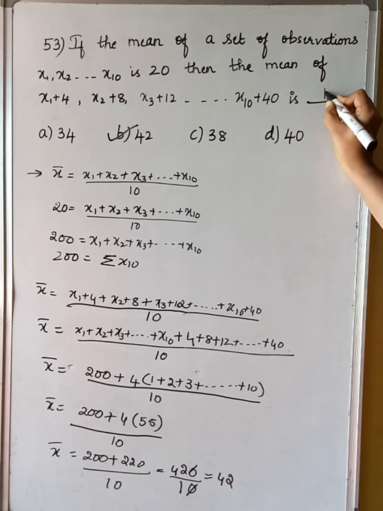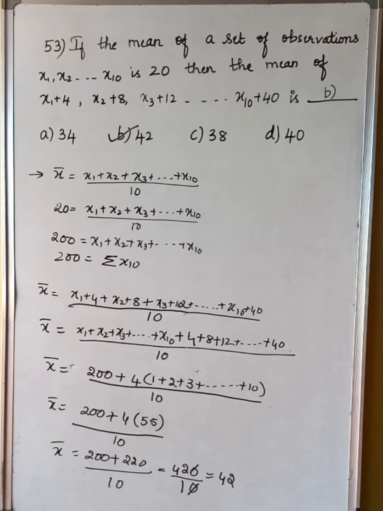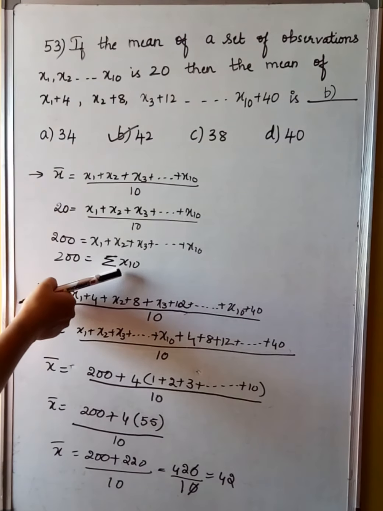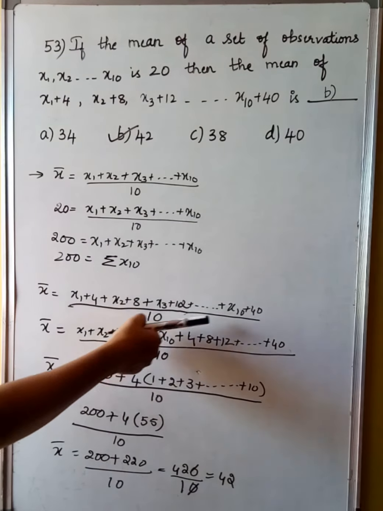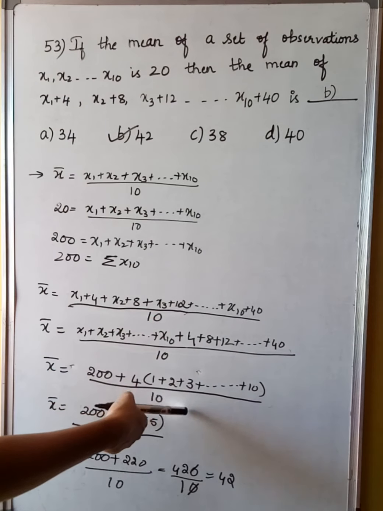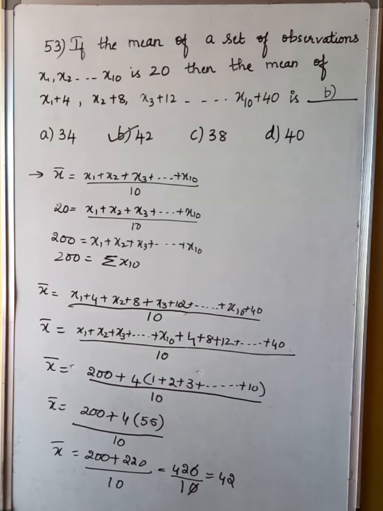So it is nothing but B option. Is it clear, students? The question says that if the mean of set of observations x1, x2, ..., x10 is 20, then the next observations I have asked. So using the previous observation simplification only, that value I have substituted here. The remaining terms, numericals have simplified. I have added the terms and I have just added these two terms divided by 10. You will be getting answer 42. Is it clear? Now we'll be moving on with the next question.